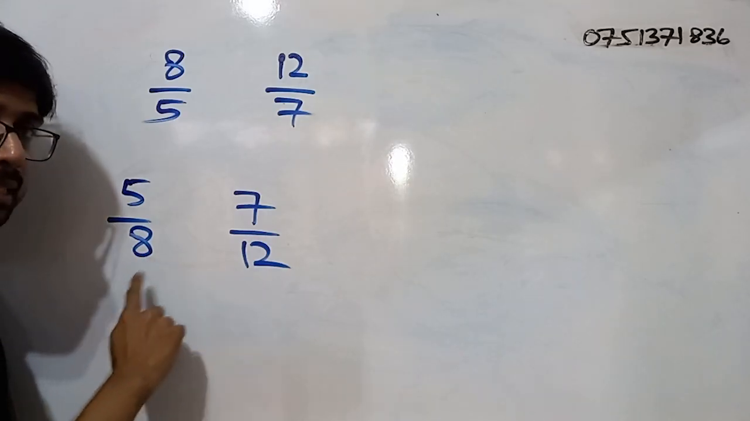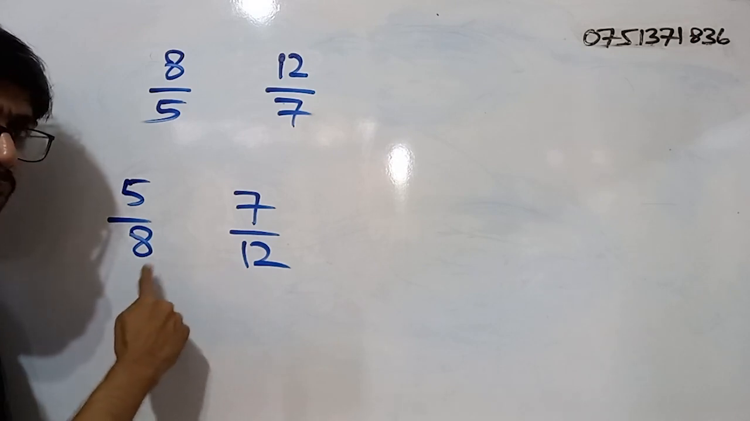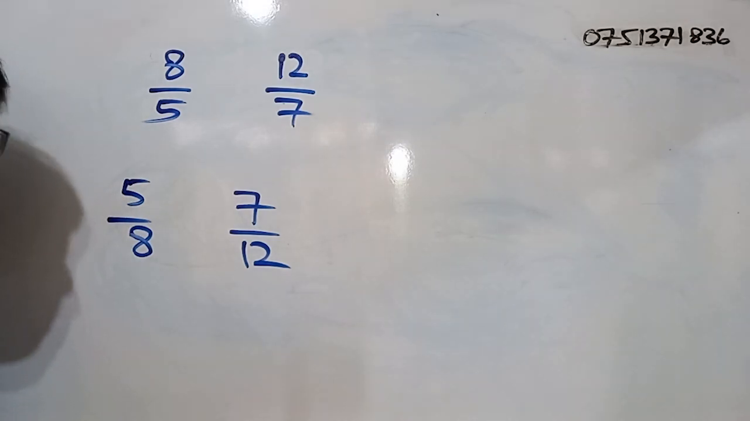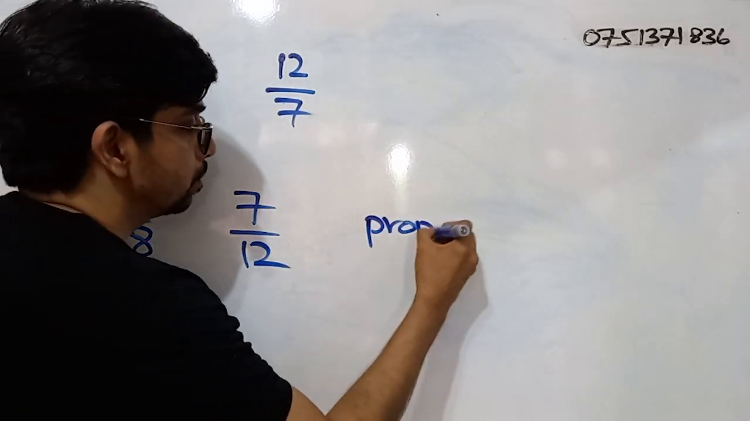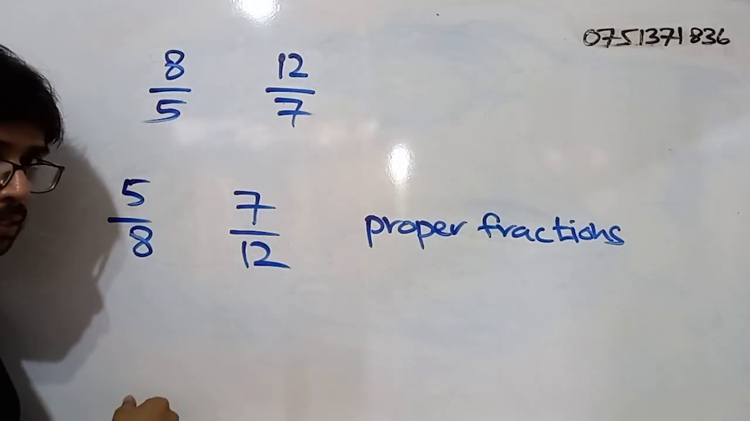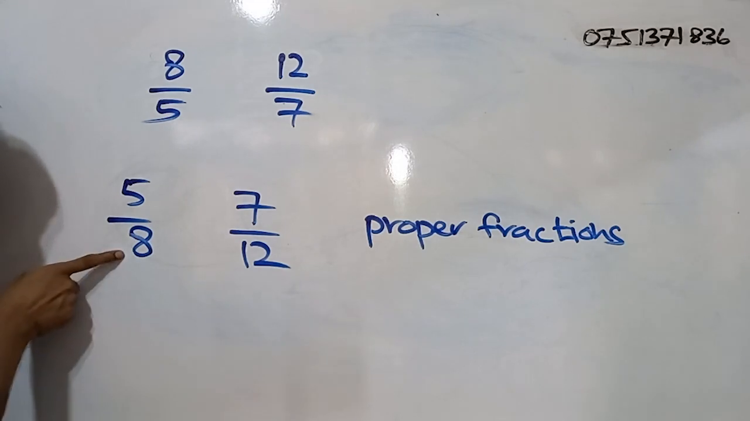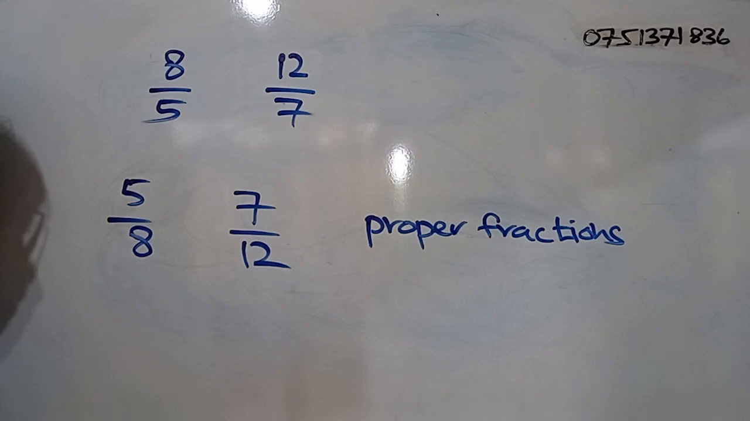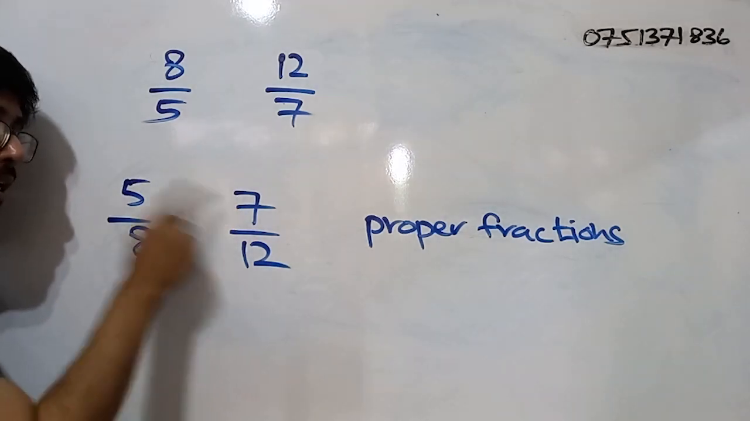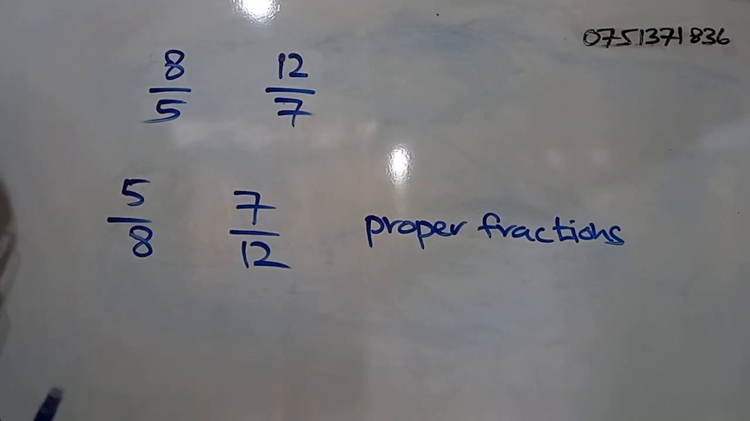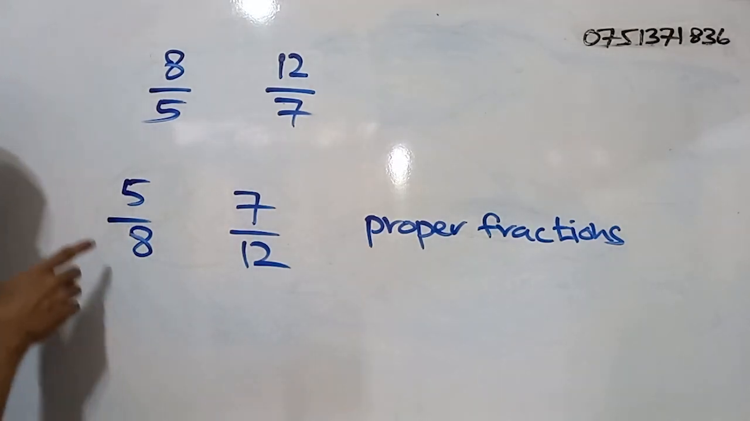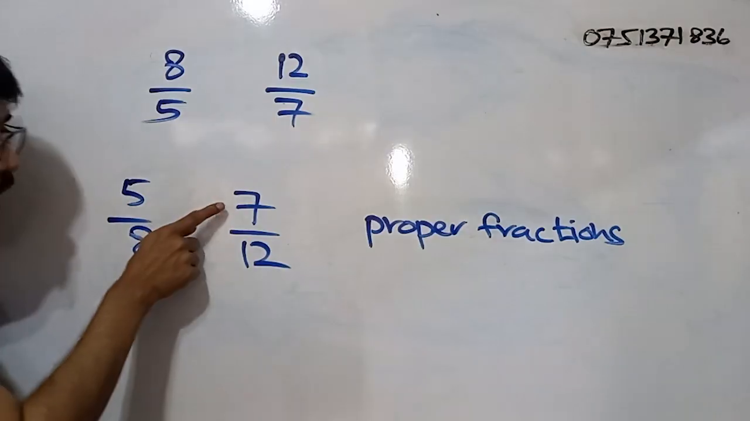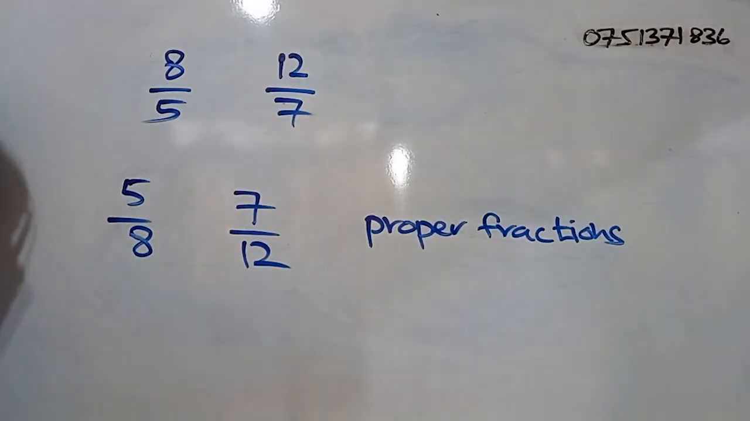Now we will take a look at these 2 fractions. What are these 2 fractions? The type? These are proper fractions. So how do we identify proper fractions? In proper fractions, the denominator is always larger than the numerator. Or we can say the same thing the other way around: in proper fractions, the numerator is always smaller than the denominator.